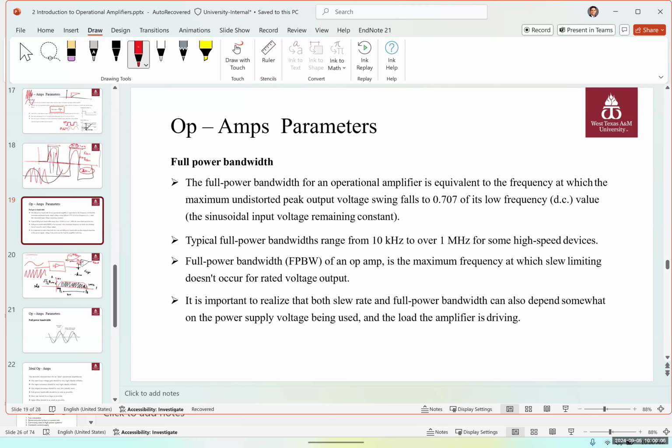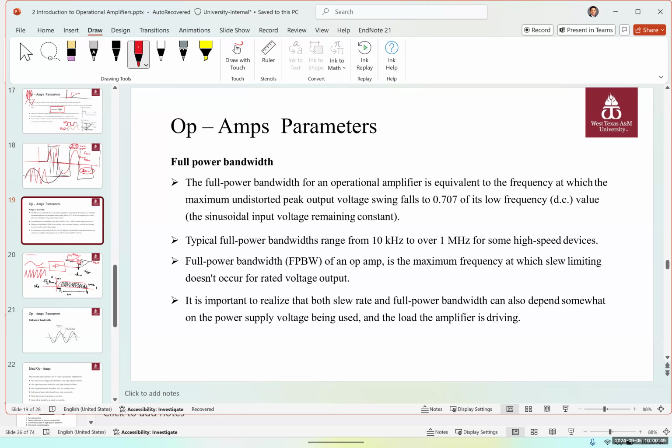So now that we learned a little bit about bandwidth, this is a brief explanation again about what I mentioned. The full power bandwidth for an operational amplifier is equivalent to the frequency at which the maximum undistorted peak output voltage swing falls to 0.707 of its low frequency value. Typically, full power bandwidths range from 10 hertz to over 1 megahertz in op amps. Some transistors could go over gigahertz. We have very high frequency transistors as well.